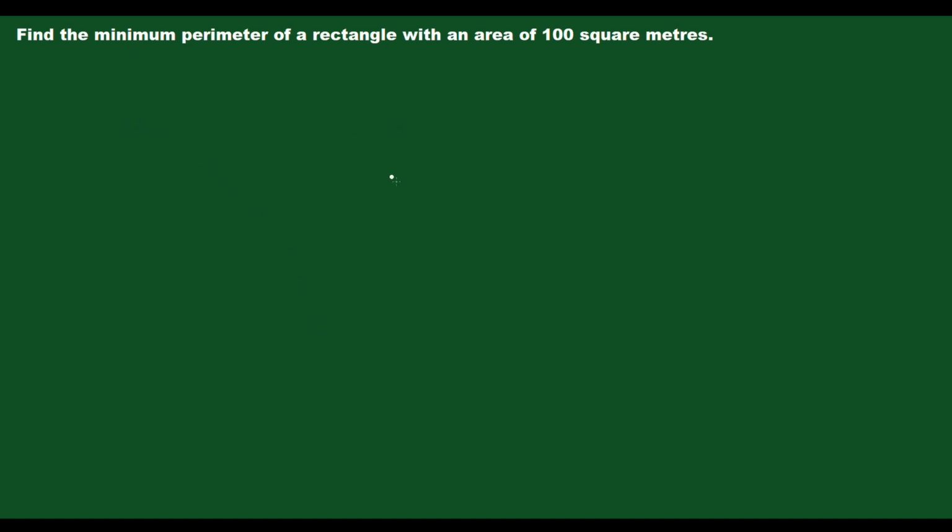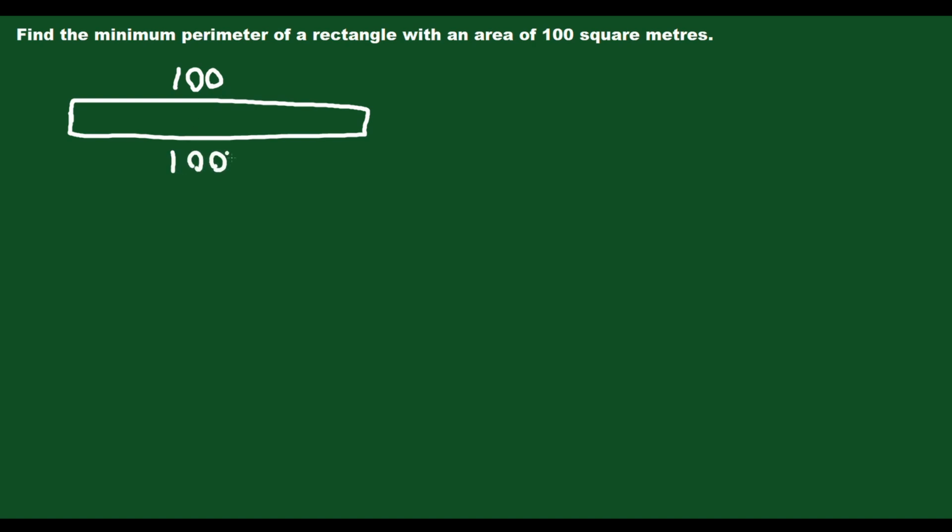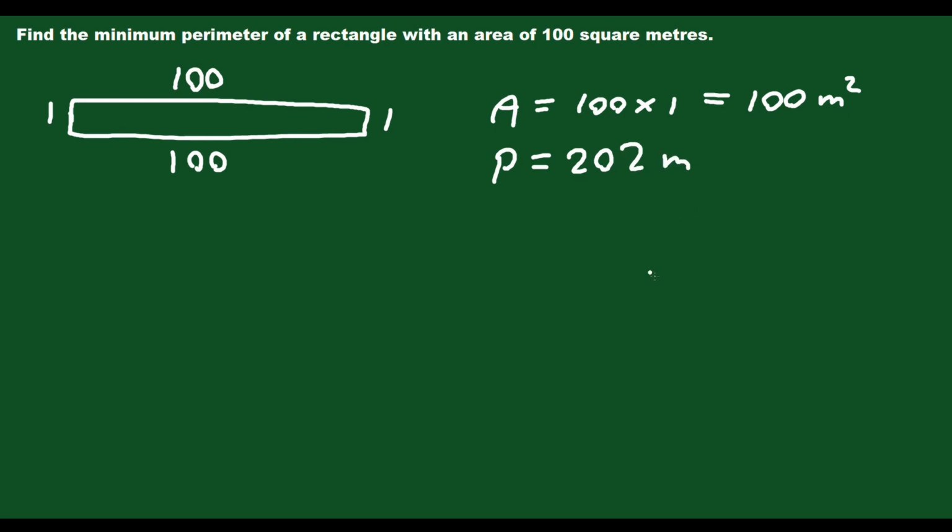There are different ways you can make a rectangle with 100 square meters, right? You can make it long and skinny like this, where this side's 100, this side's 100, this side's 1, this side's 1. Your area, 100 times 1, gives you 100 meters squared, just like you want. But what's the perimeter of this? Well, the perimeter would be 100 plus 100 plus 1 plus 1. Add those together, you get 202 meters. So I want the smallest perimeter possible of a rectangle that has this area.